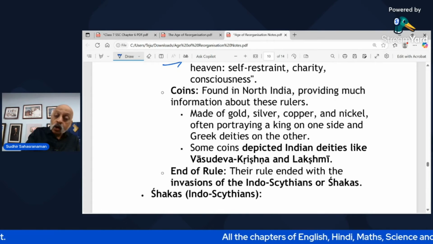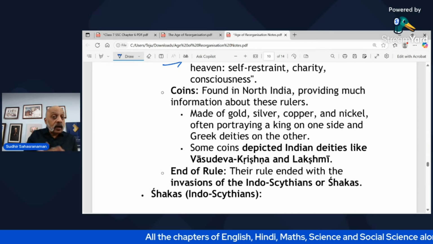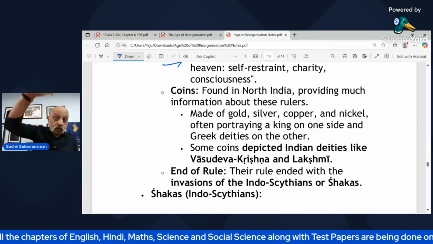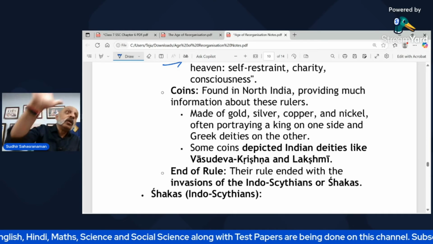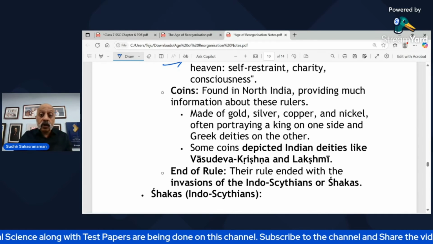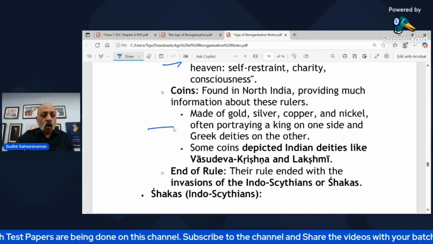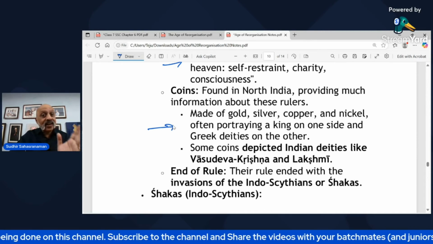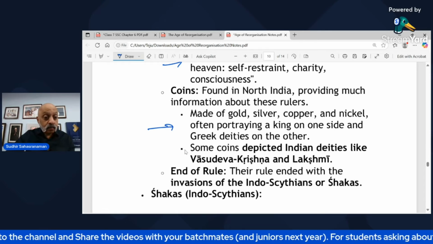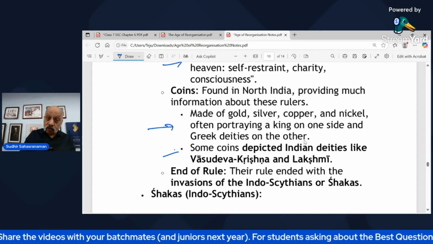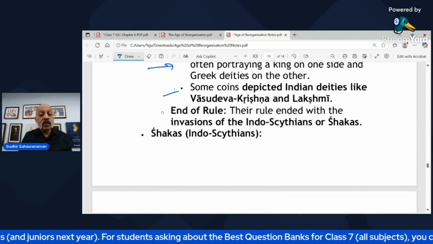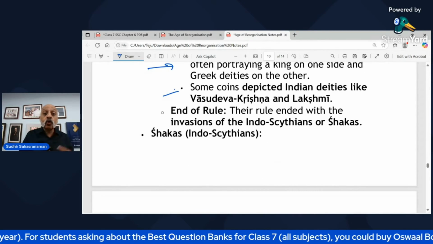What were the coins which were found in the Indo-Greek dynasty? They were essentially found in North India. Now we are talking about the northern part of India, or rather the northwestern part of India, right? They were made of gold, silver, copper, nickel, and they often portrayed a king on one side and Greek deities, gods and goddesses on the other side. Some coins depicted Indian deities like Vasudeva, that is Krishna, and Lakshmi. Their rule ended with the invasions by the Shakas or the Indo-Scythians.